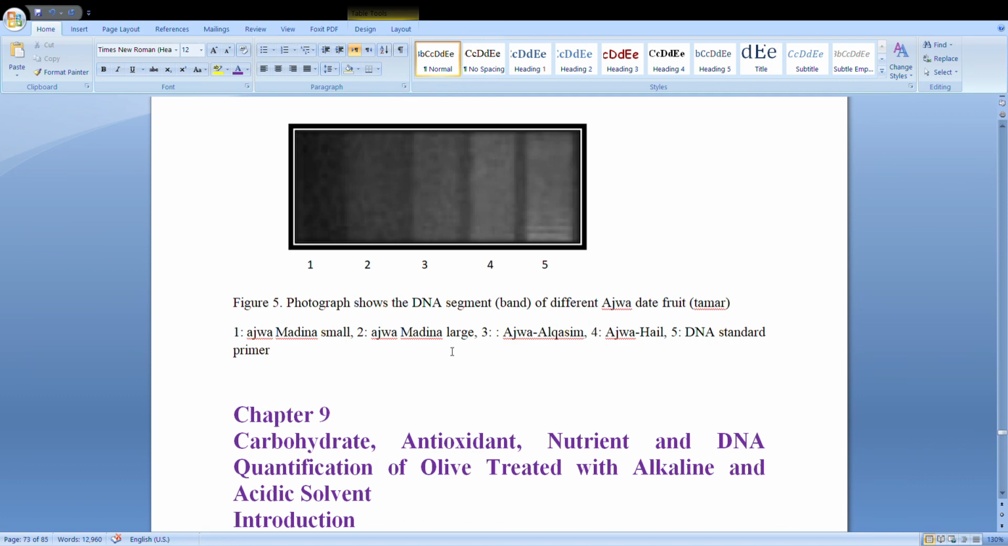These are the DNA bands, DNA segments and different tests. This was the small one, the large one. This is the Al Qasim, this is the Hile, this is the standard.